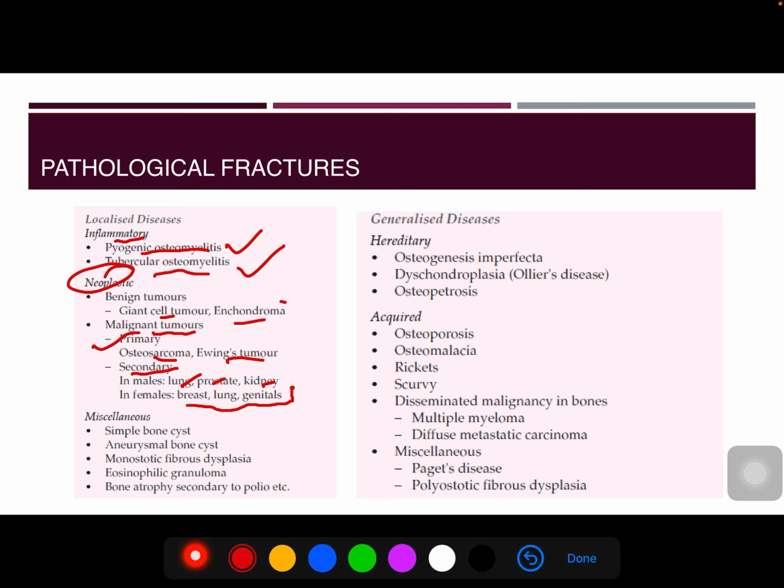Others are simple bone cyst, aneurysmal bone cyst, and monostotic fibrous dysplasia can also be there. And generalized disease, like hereditary osteogenesis imperfecta: if there is a history of repeated fracture, then we have to suspect osteogenesis imperfecta in the patient. And dyschondroplasia, osteopetrosis, osteoporosis, osteomalacia, rickets, scurvy, multiple myeloma, metastatic carcinoma, Paget disease, and polyostotic fibrous dysplasia.